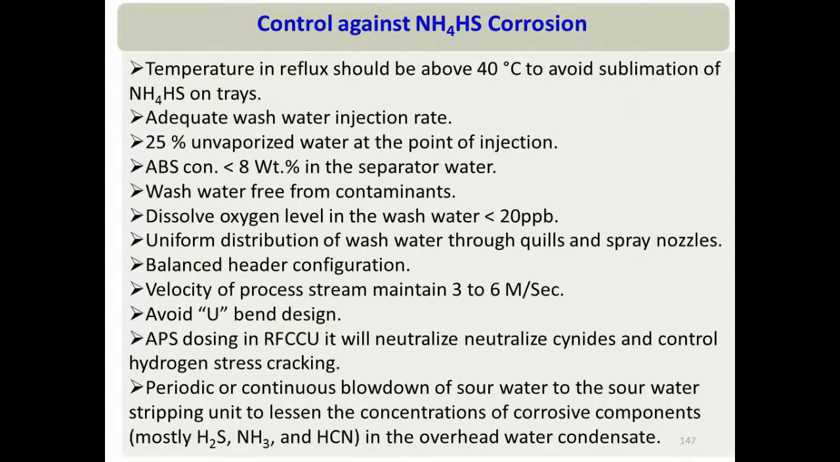Now, there is another important point: uniform distribution of wash water is required, and so injection should be through quills or spray nozzles, because otherwise it may be possible that at some places wash water is not there and salting may take place.